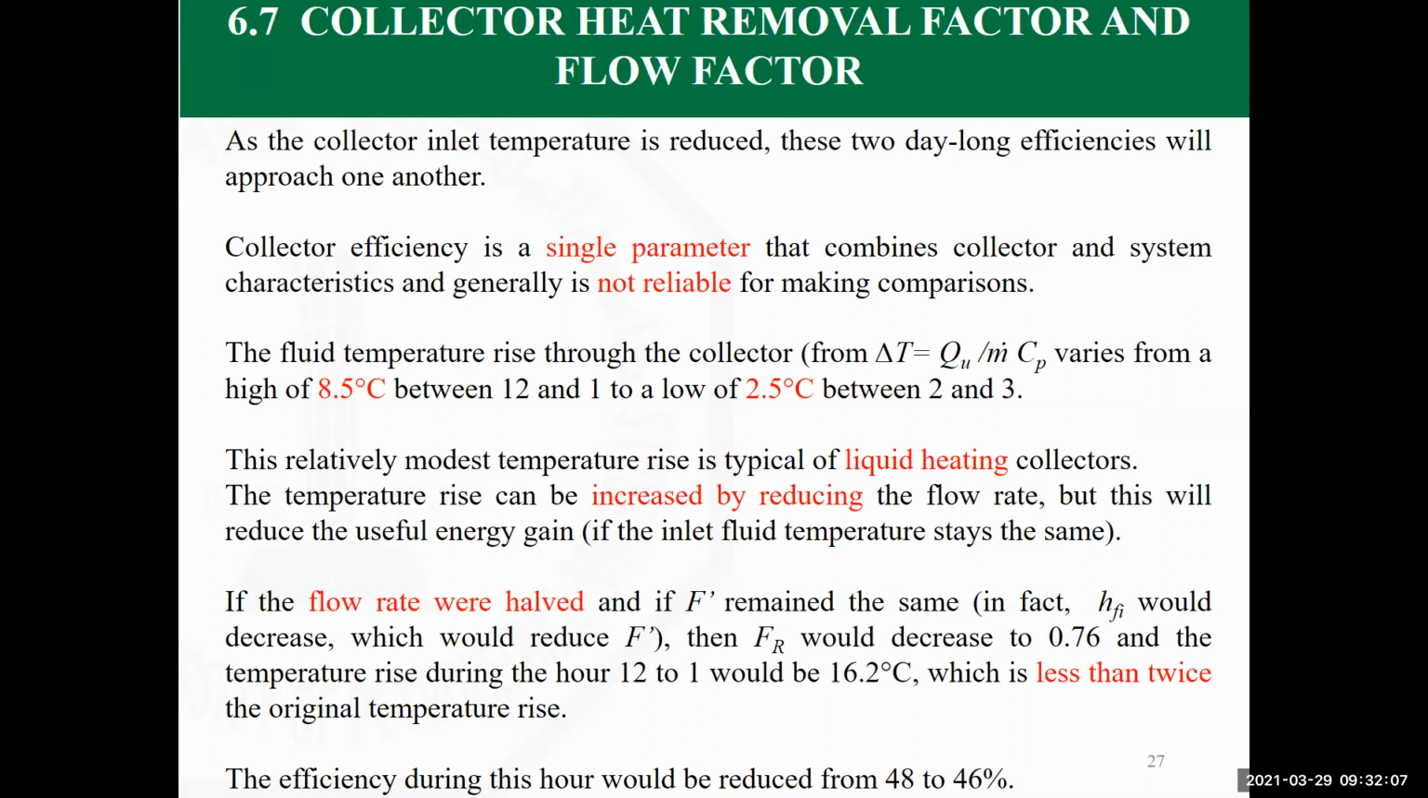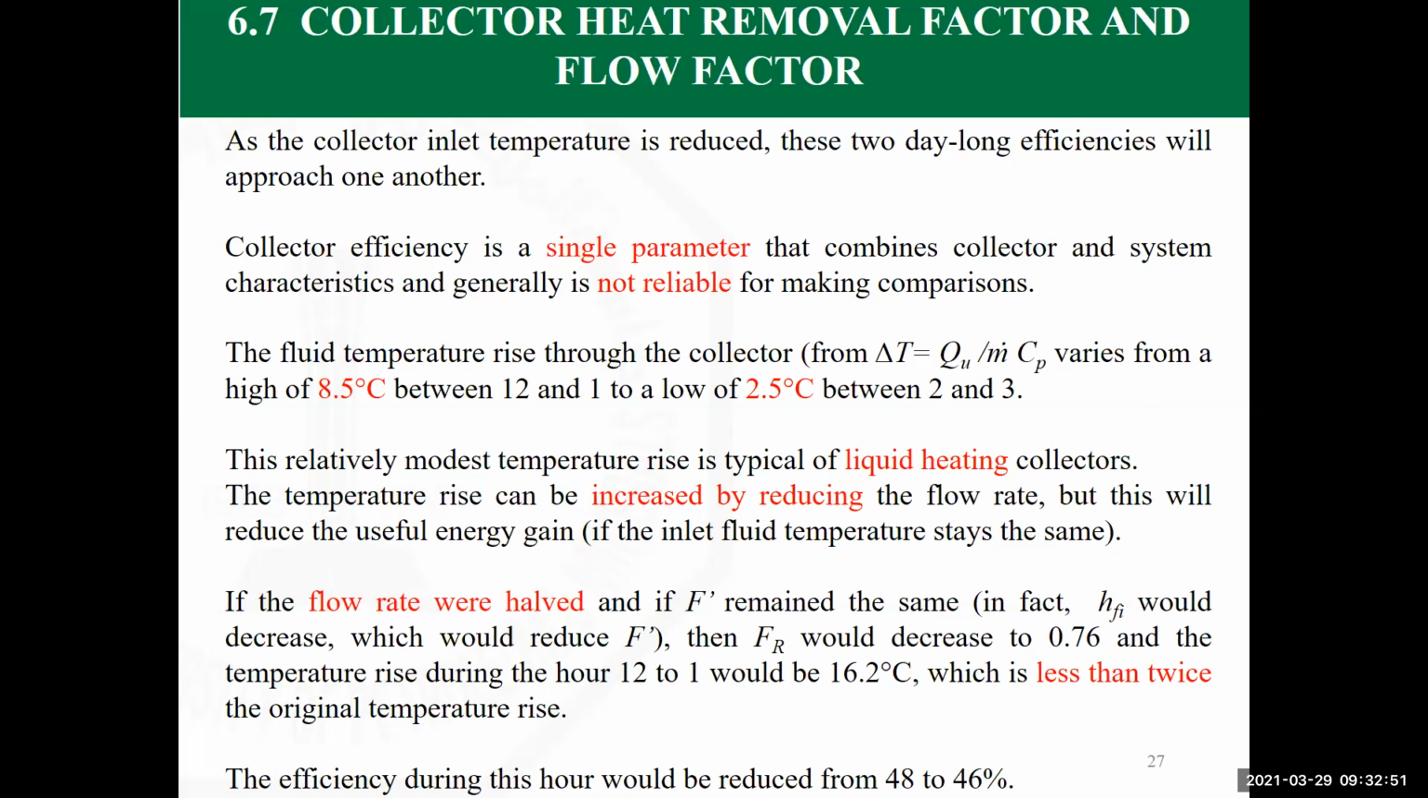The collector efficiency is a single parameter that would have system characteristics, and normally it's not reliable for making comparisons. Talking about the single parameter efficiency being higher or lower does not say that this collector is better than that collector. The temperature rise of the fluid through the collector can vary between a value of 8.5 in this example at noon to 2.5 in the afternoon. This is a relatively low temperature rise.